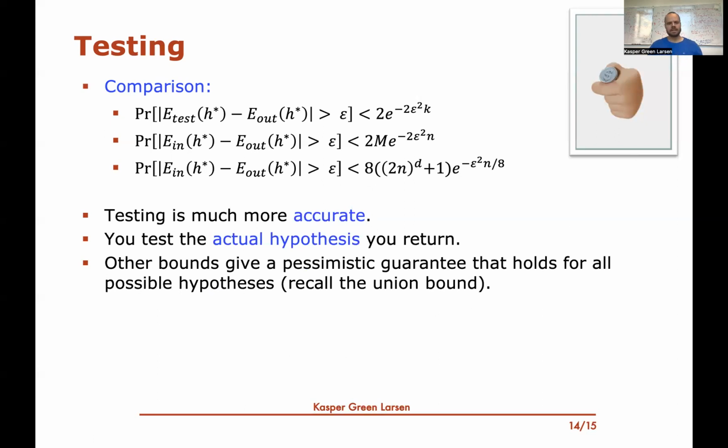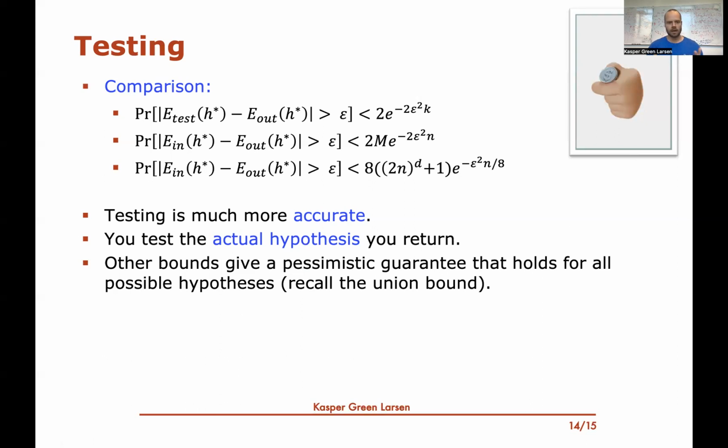What they do is say that it's not just the hypothesis that the learning algorithm returns where the in-sample error and out-of-sample error are within epsilon. It's actually all possible hypotheses in the entire hypothesis set where the in-sample error and out-of-sample error are within epsilon. So it's a much stronger guarantee to ask for.